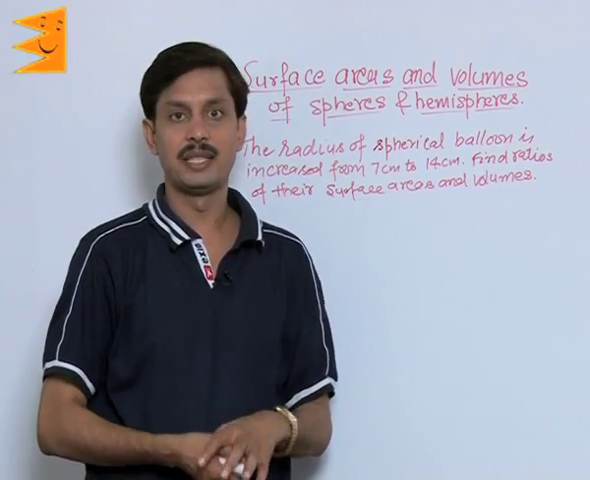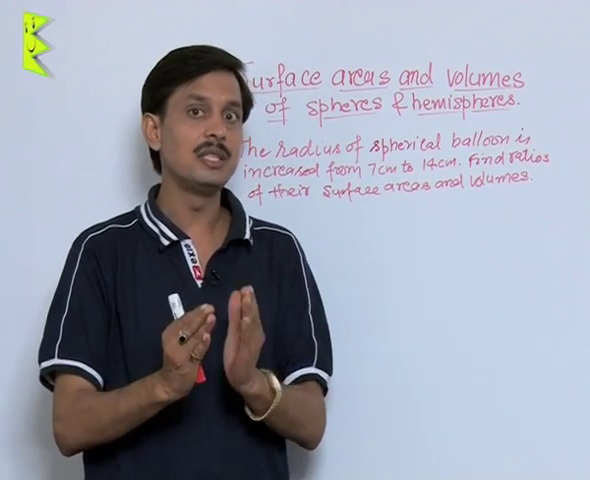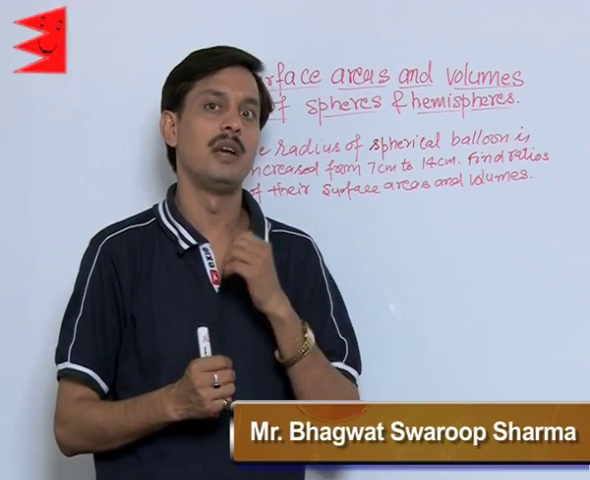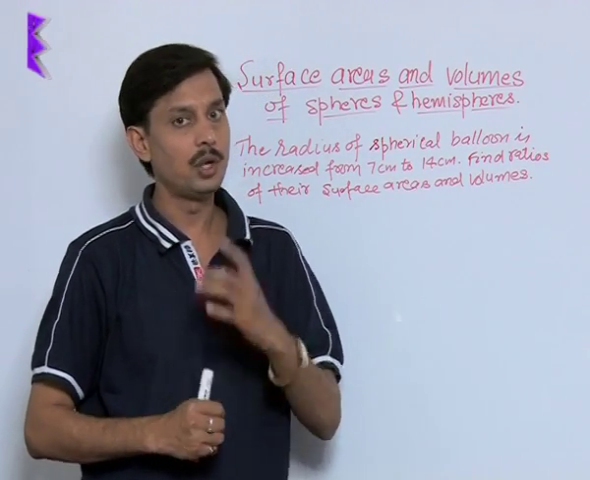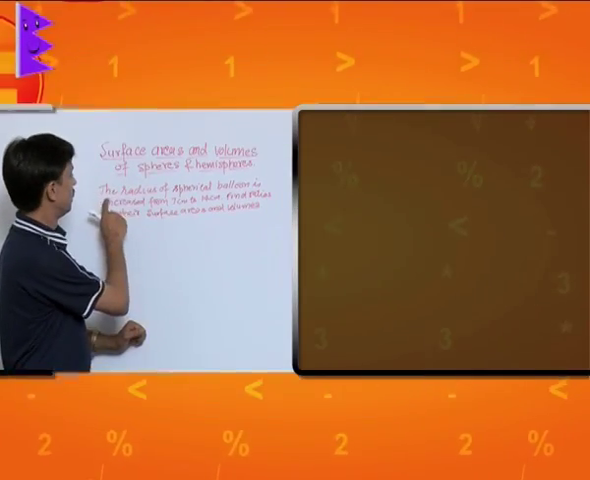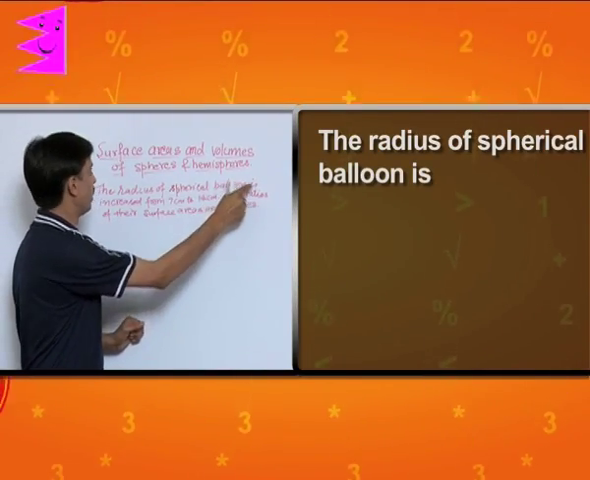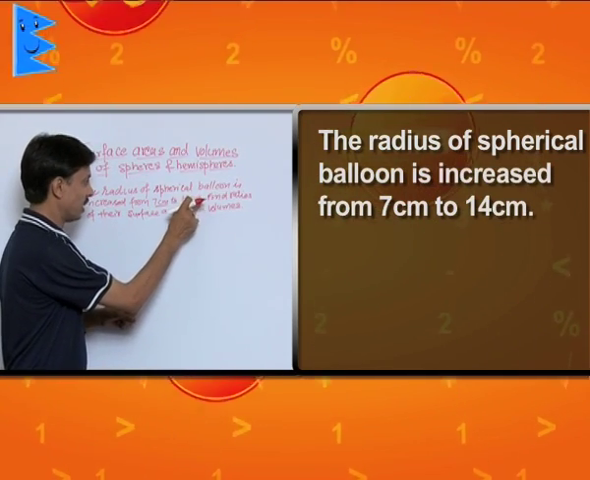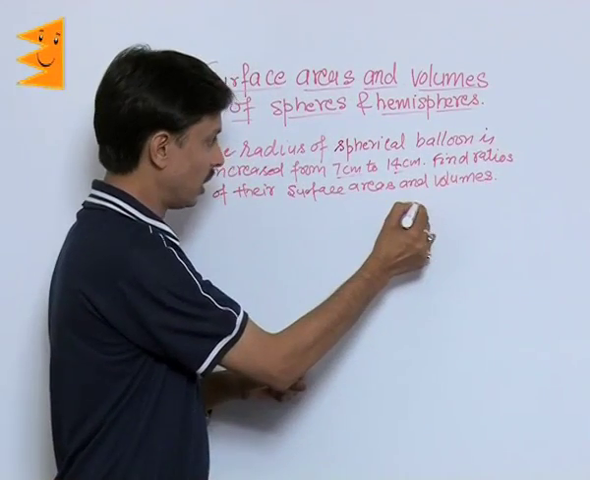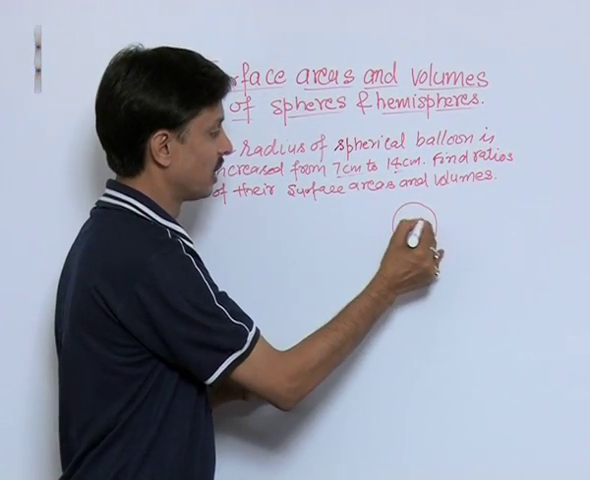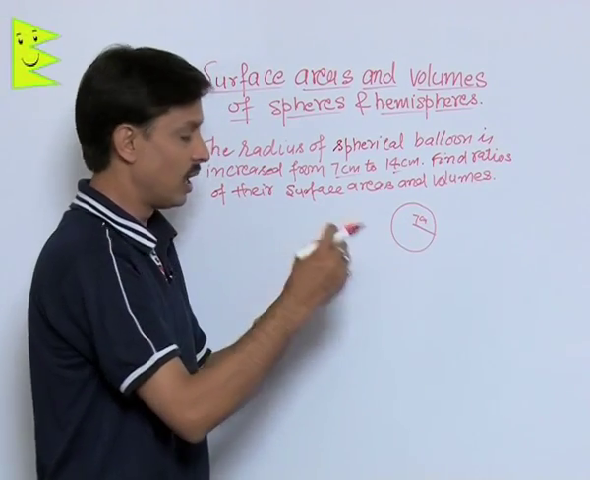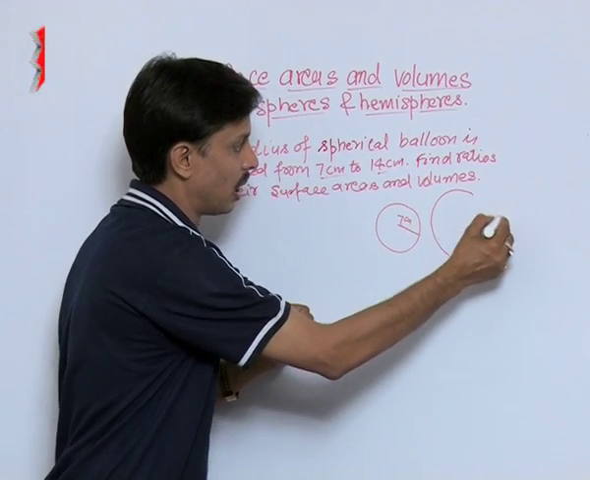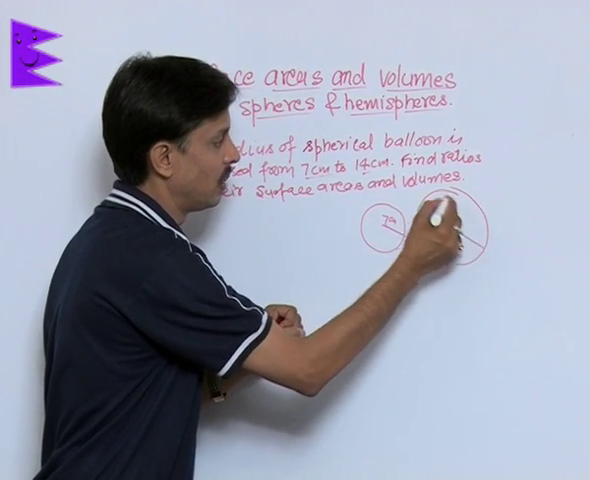Now I am taking an example where some change in the radius is made. Then how do we compare the surface areas and volumes of a sphere in two cases? The question is, the radius of a spherical balloon is increased from 7 centimeter to 14 centimeter. Initially there was a balloon with the radius 7 centimeter. When air is pumped into it, it is inflated, and the radius becomes 14 centimeter.